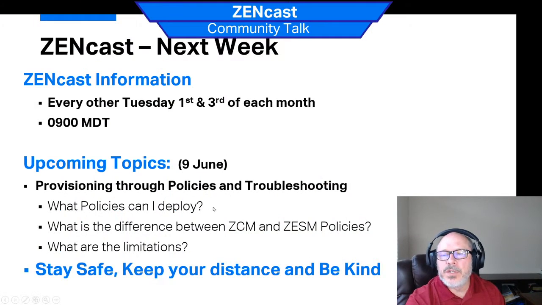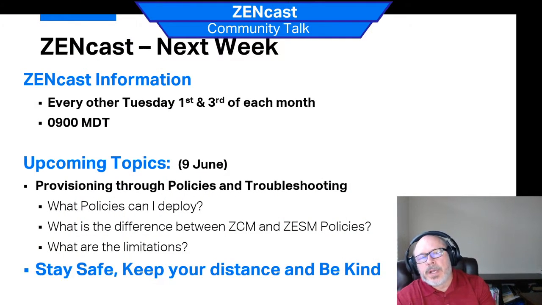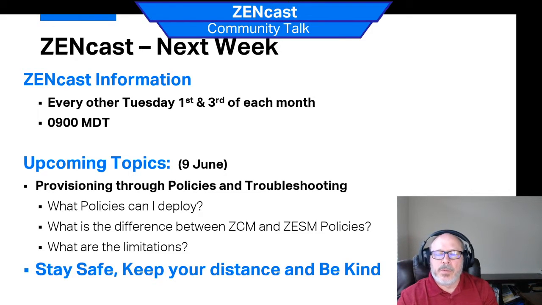June 2nd. Provisioning through policies. We're going to look at policies. So we got ZCM. We did a little bit of bundles. We need to look at policies. How can policies be deployed? What's the difference between ZCM and ZESM policies? There's an add-on you can get with the suite, Endpoint Security Management. What's the difference? Do I need ZESM as an add-on? What does it provide for me? And then what are the limitations of deploying policies? And some troubleshooting. Looking at logs again. We're going to try and look at logs each time. Every time we do something in the lab, it's very important that you see what goes on so that we can look at the logs and see what's going on. Again, it's June 2nd, not June 9th.